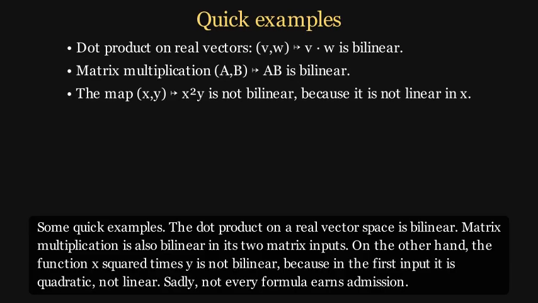Some quick examples. The dot product on a real vector space is bilinear. Matrix multiplication is also bilinear in its two matrix inputs. On the other hand, the function x squared times y is not bilinear, because in the first input it is quadratic, not linear. Sadly, not every formula earns admission.